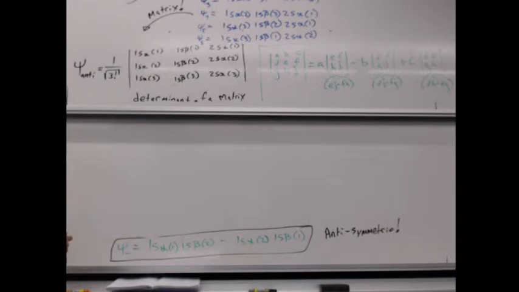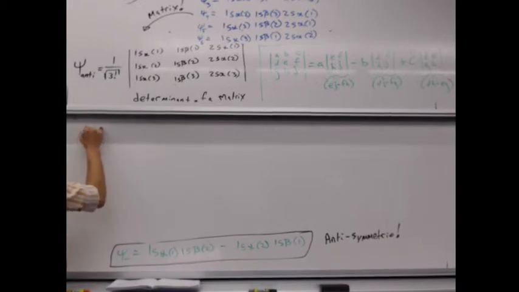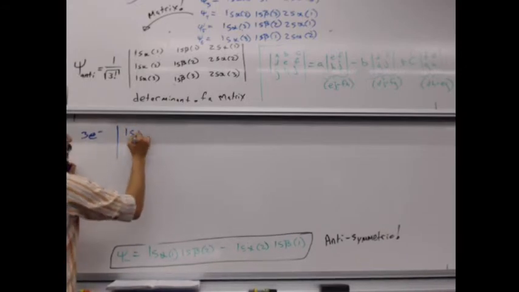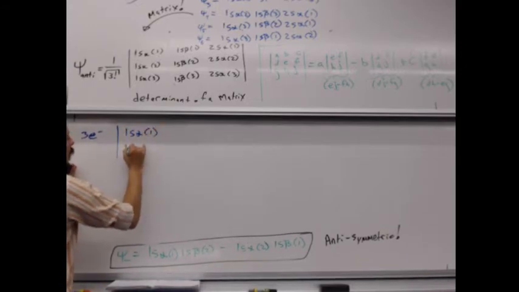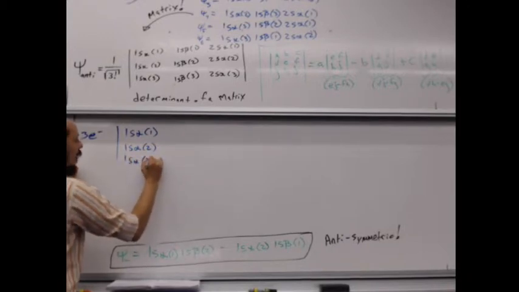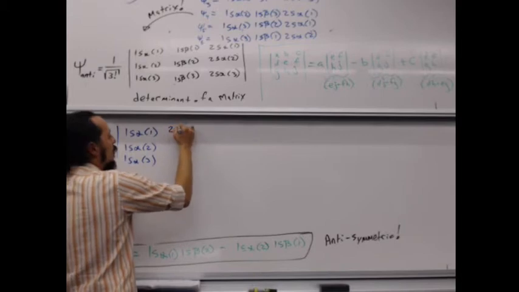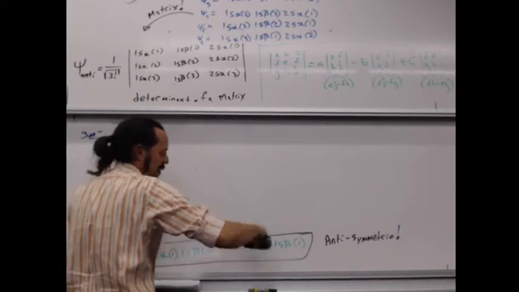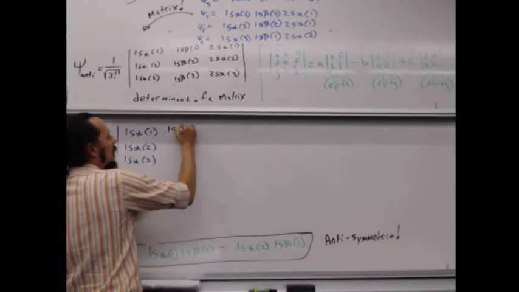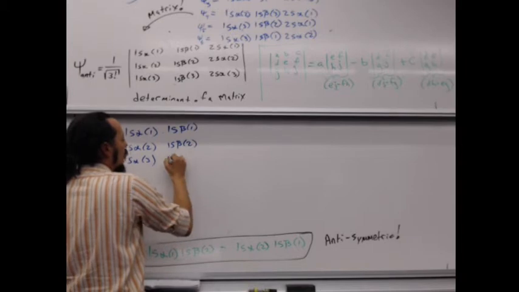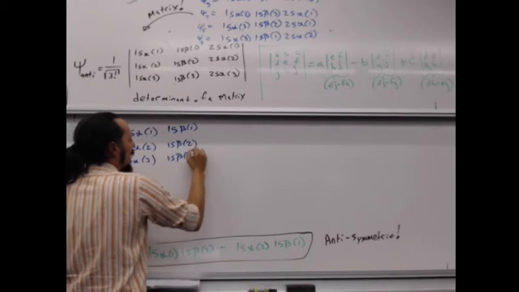Let's say we do a 3-electron case, and I say I want it to be 1s alpha 1, 1s alpha 2, 1s alpha 3, 1s beta 1, 1s beta 2, 1s beta 3.